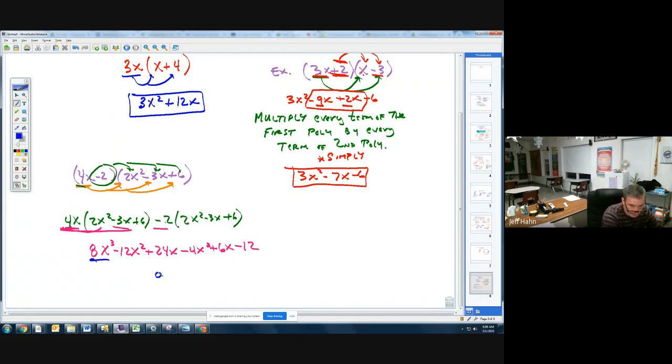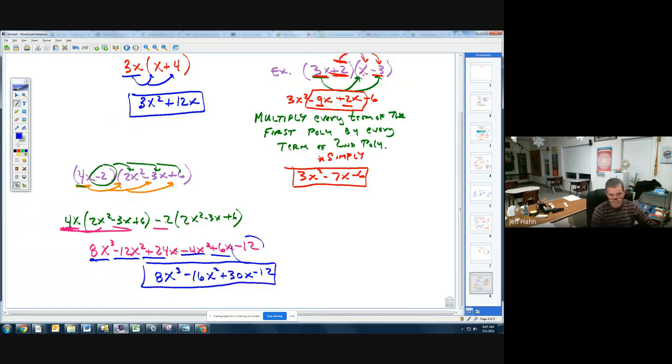8x, there's no other x cubed, so 8x cubed stays. Minus 12x squared and minus 4x squared is a minus 16x squared. Plus 24x and a plus 6x is plus 30x. And this doesn't combine with anything, so it's just minus 12. This would be my answer simplified.